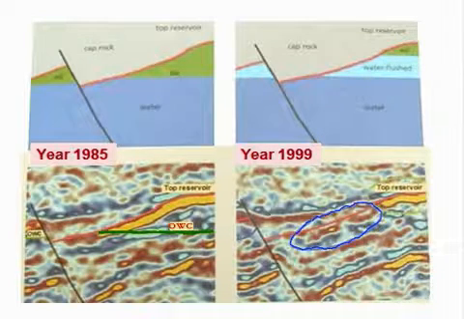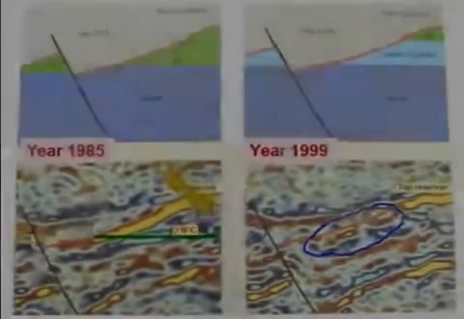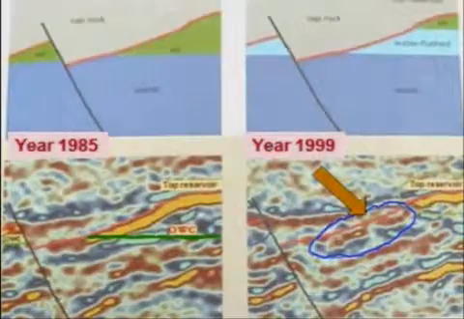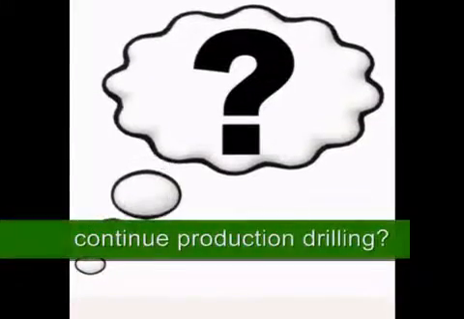The effect of pressure and saturation can be identified, as well as a rise in the OWC, the oil-water contact line. Here, instead of oil, you see mostly water. Now the question is to determine if it will pay to continue drilling or to shut down this field.